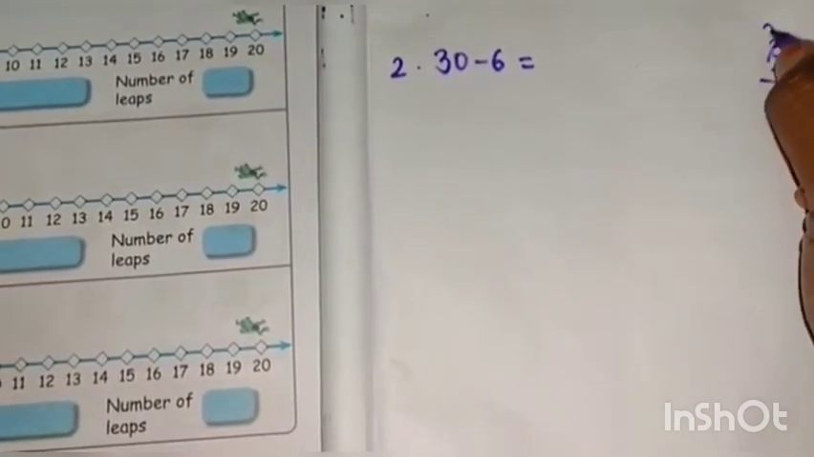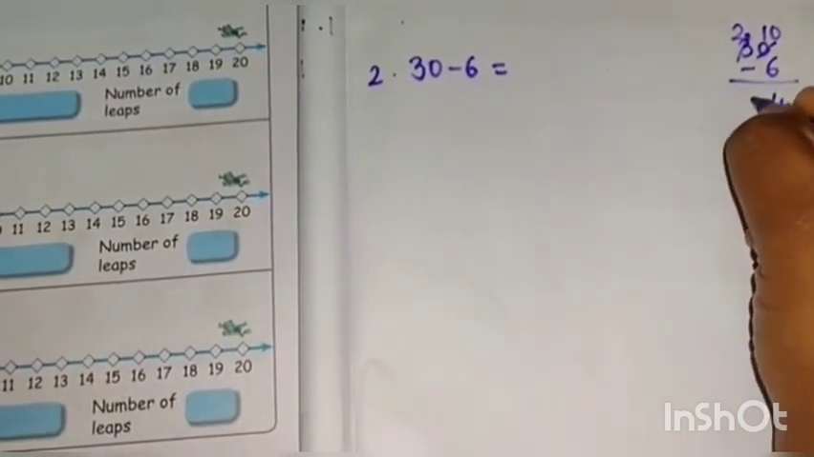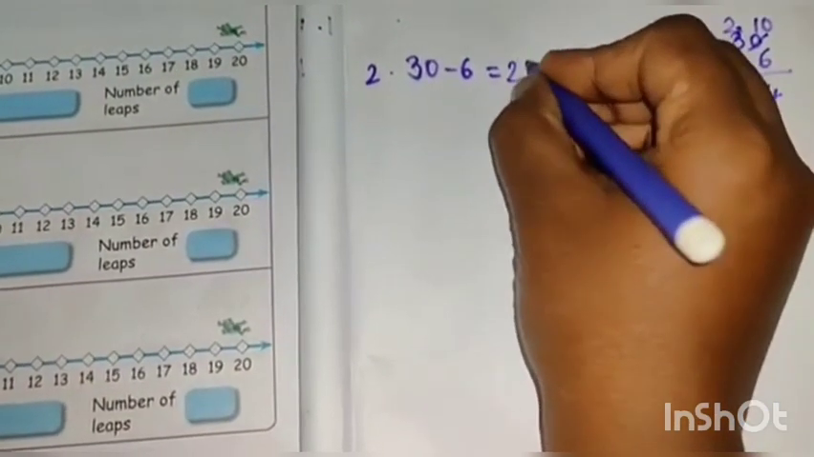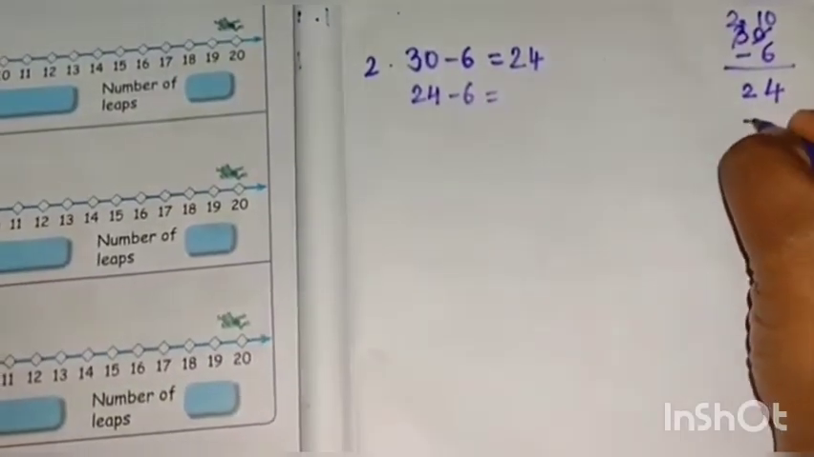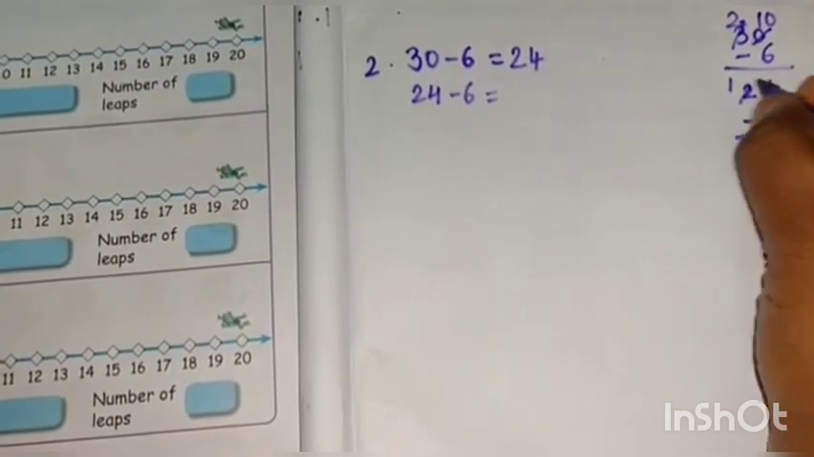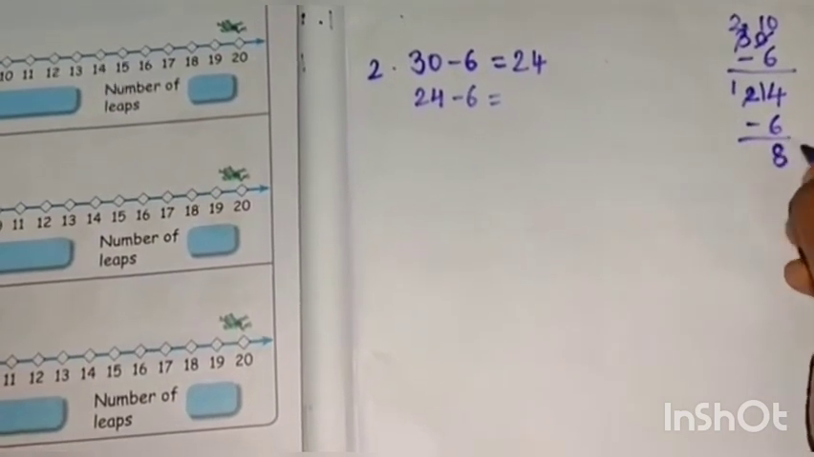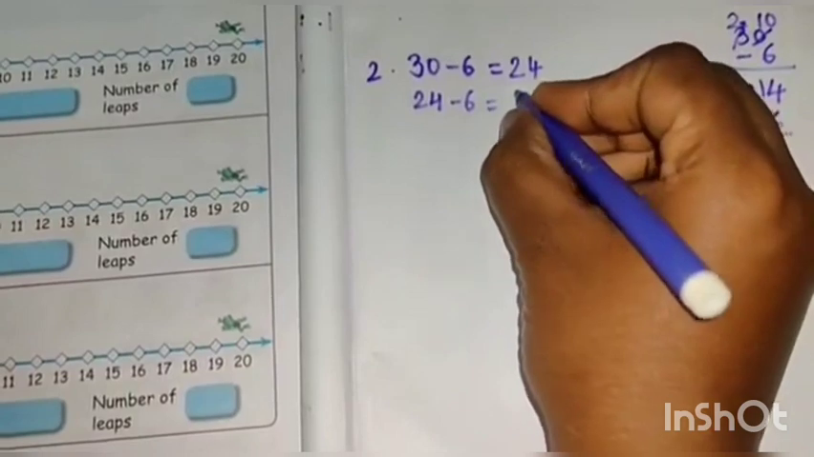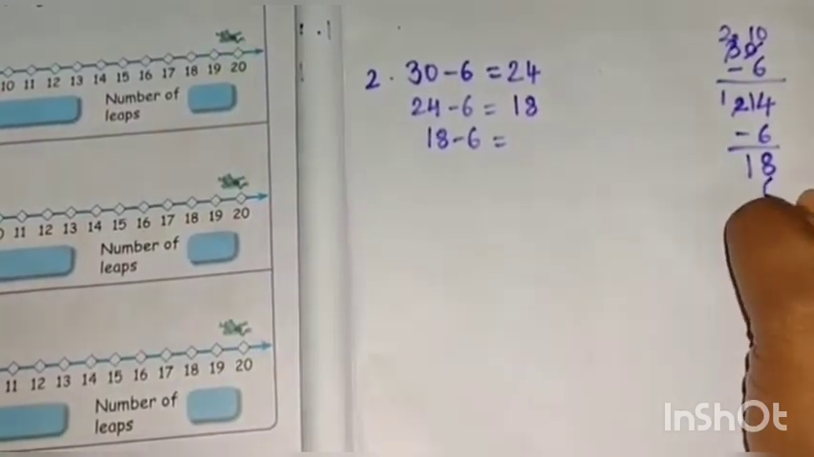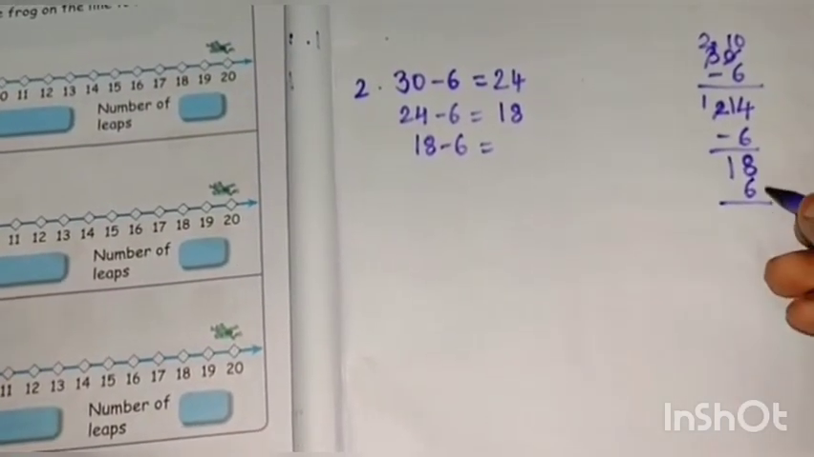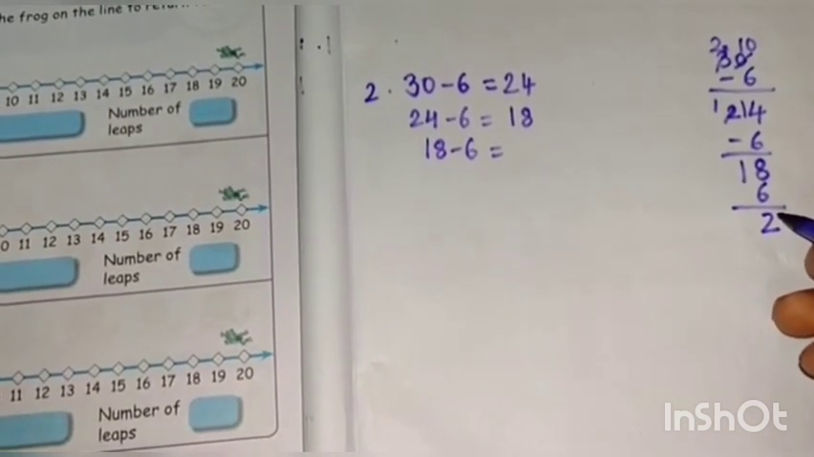Here 0. For that we are going to borrow from 3. Here we will change it to 10. 10 minus 6 is 4, and 2. 24. Next 24 minus 6. Because this is repeated subtraction, repeatedly we want to subtract. 24 minus 6, here borrow from 1. 14 minus 6 is 8, here 1. The answer is 18. Now 18 minus 6 is 12.